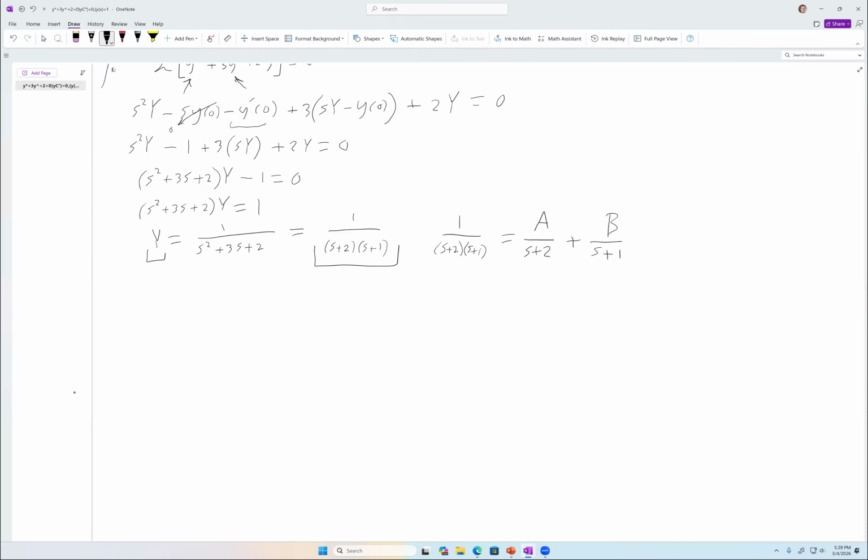Partial fraction decomposition. Yes, okay. So now we're going to work through this. We're going to get this 1 is equal to A times. And does it make sense why we're setting it up this way and everything for partial fraction decomposition? Okay.